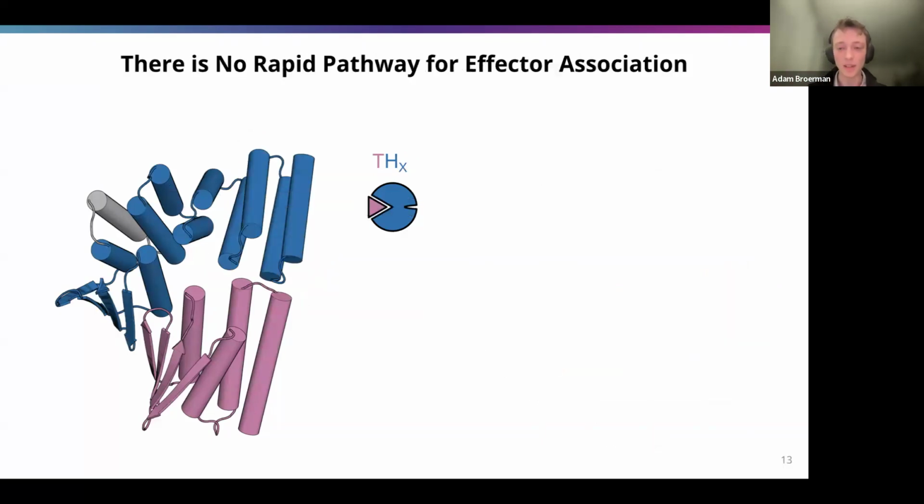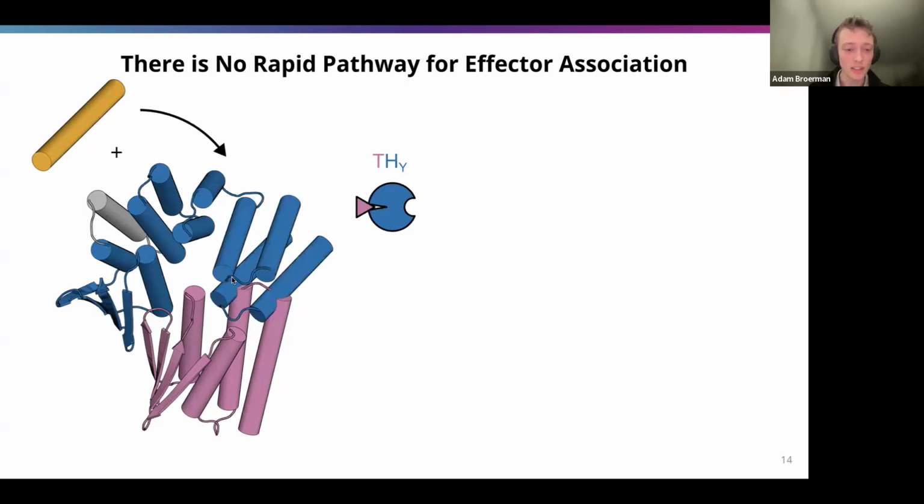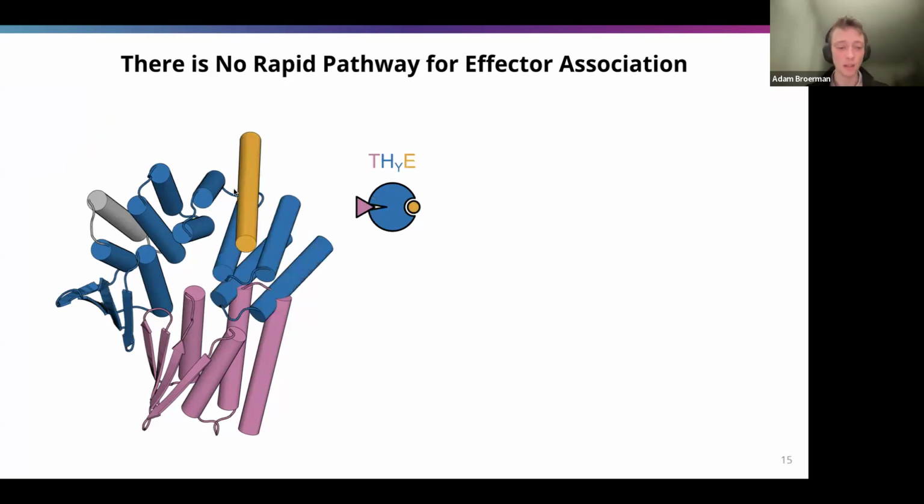How do we design a rapid pathway for effector association? The reason there's no rapid pathway in this case is that with this hinge switch that we used, the binding site for the effector is actually closed when the target is present. What has to happen is the target has to first switch into this strained state, which is clashing with the target, and then the effector can bind to stabilize that state.